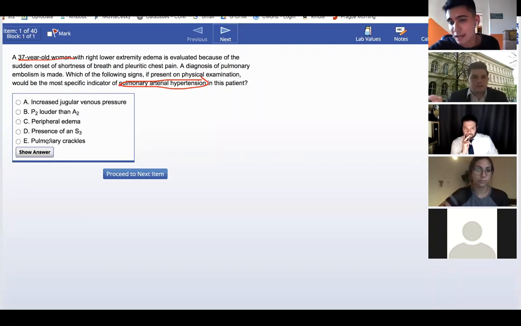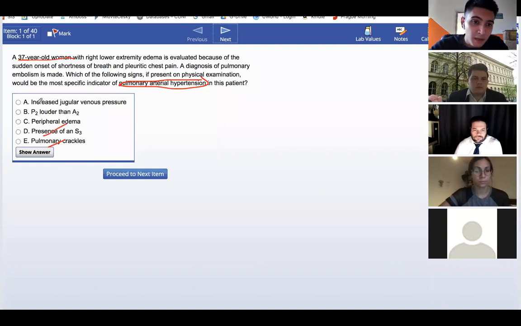This is usually a sign when you have left heart failure. The blood goes back to the lungs, and then you go with your stethoscope there, and you listen and you hear some crackles. So if we look at other signs, this is not going to be the most specific sign. Presence of an S3, so a third heart sound, is also not the most specific sign of pulmonary arterial hypertension. It's a much more specific sign for heart failure.